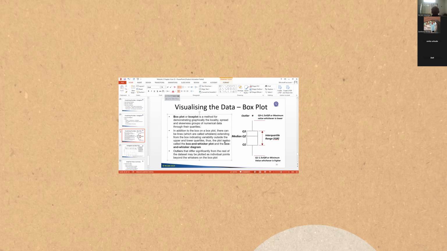Okay. The plot is also called the box plot and whisker plot and the box and whisker diagram. Outliers that differ significantly from the rest of the data set may be plotted as individual points beyond the whiskers on the box plot.